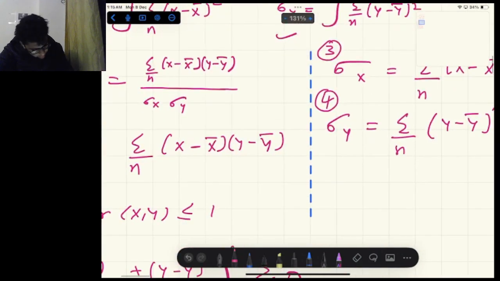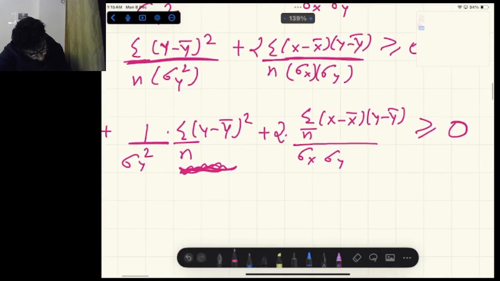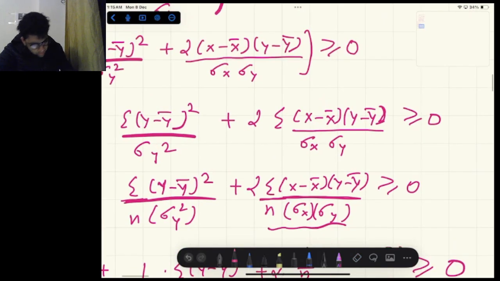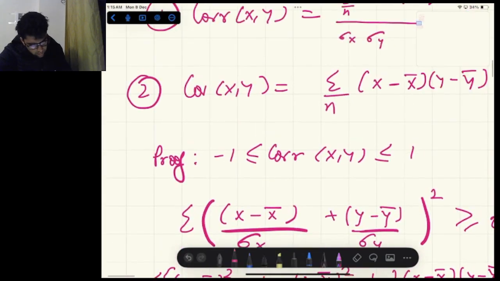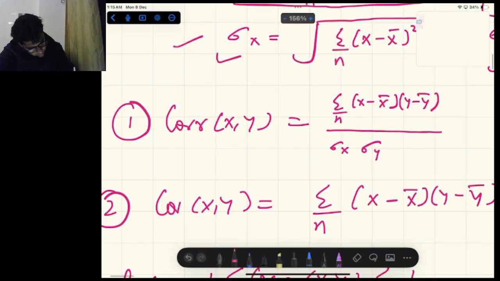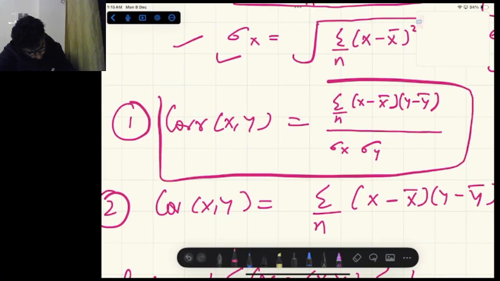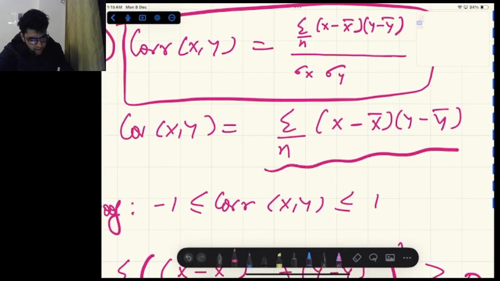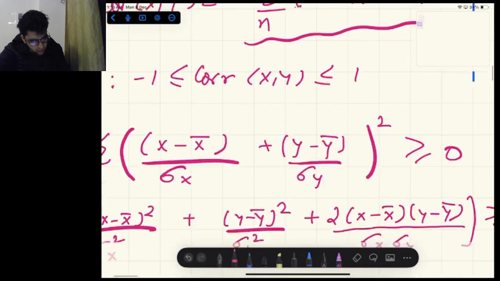And what is this term? What is this whole term? This whole term is correlation, right? Because the numerator becomes covariance and I have standard deviation of x and standard deviation of y in my denominator, so I have correlation of x comma y.